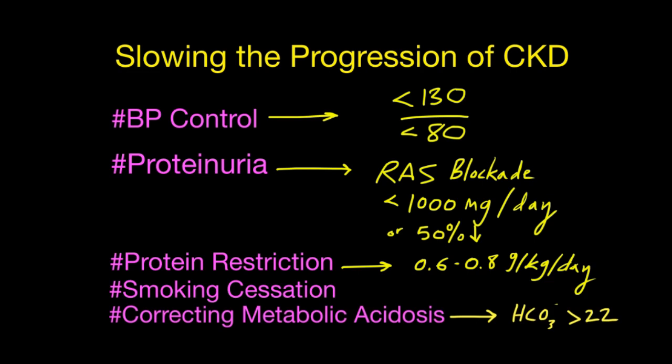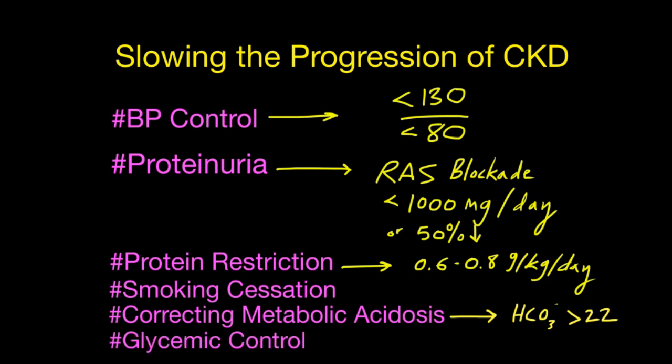Next, simply correcting the metabolic acidosis that's associated with CKD has been shown to slow the progression of chronic kidney disease. We can do this with alkali therapy. As long as we keep the bicarbonate in the normal range, so greater than 22, somewhere between 23 and 29, it has been shown to slow progression of CKD. This is relatively easy to treat, and I feel like it's something that's underutilized by many providers. So correcting metabolic acidosis can slow progression of CKD.